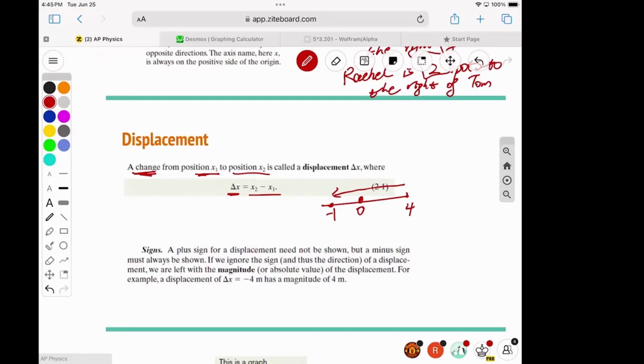However, the next thing I want to talk about is that we are also allowing displacement to take negative values. In this case, I will say the motion from 4 to -1, the displacement is -5 because I'm moving in the negative direction. Okay, all right, so that's that.